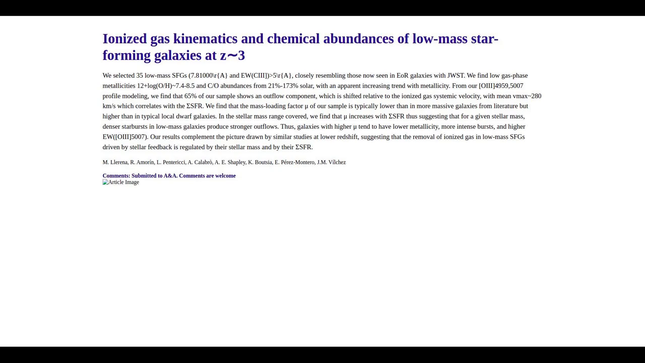We find line ratios and rest frame UV characteristic of high ionization conditions powered by massive stars. Our sample displays mean rest frame U 560 R, while 20% of them show U greater than 1000 R and U greater than 5 Ra, closely resembling those now seen in eight galaxies with JWST. We find low gas phase metallicities, 12 + log(O/H) from 7.4 to 8.5, and C/O abundances from 21% to 173% solar, with an apparent increasing trend with metallicity.